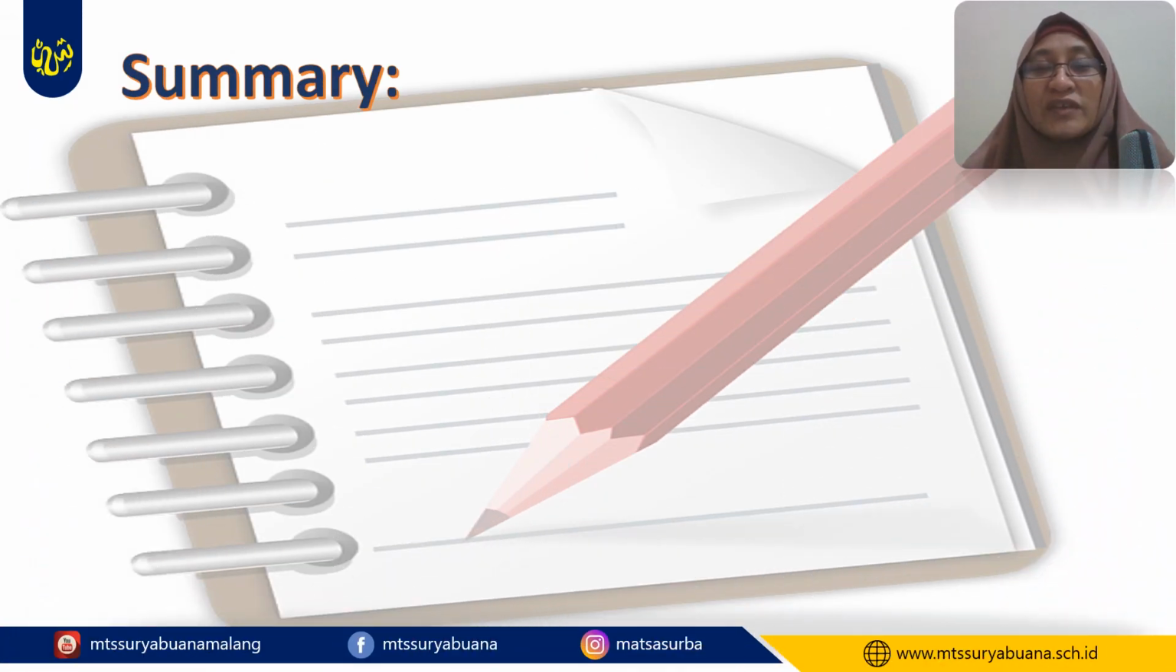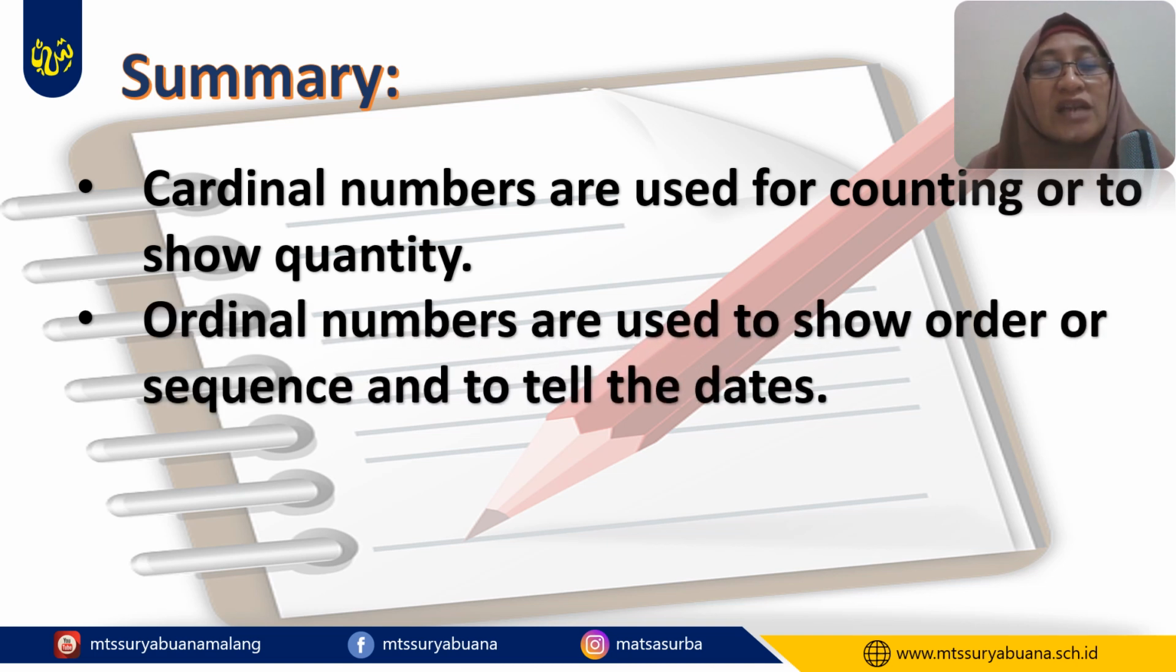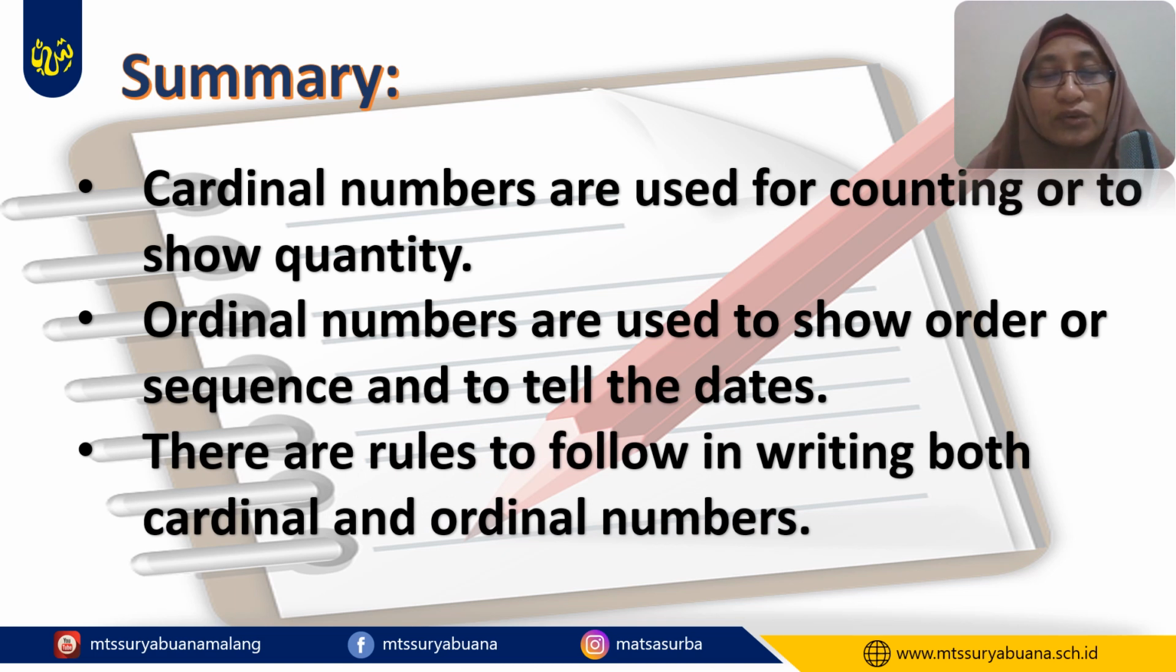Well, we have discussed both cardinal and ordinal numbers. Now let's have the summary. Cardinal numbers are used for counting or to show quantity. Ordinal numbers are used to show order or sequence and to tell the dates. There are rules to follow in writing both cardinal and ordinal numbers.